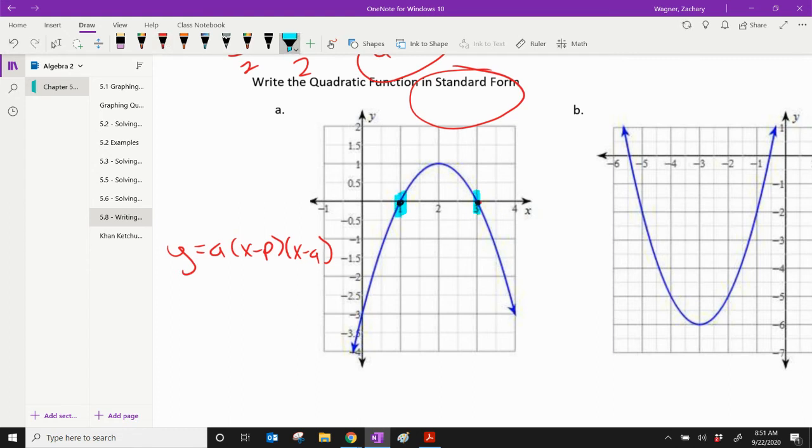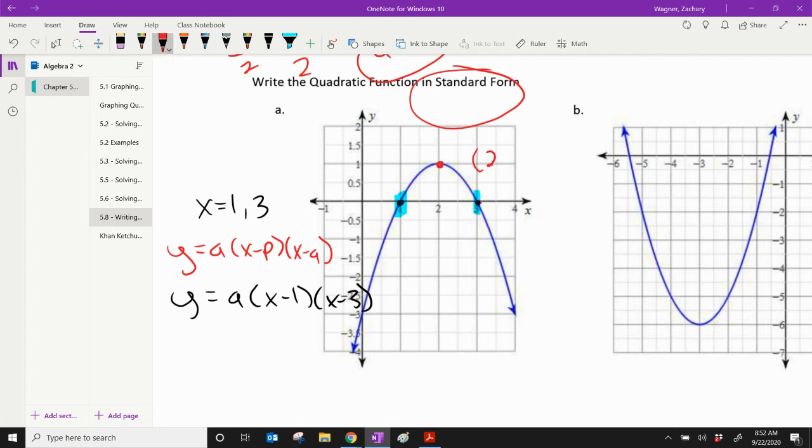So my intercepts are 1 and 3. X equals 1, 3 are my two intercepts. Plug that in for p and q. What it turns into is y equals a times (x minus 1)(x minus 3). Once again, those are positive intercepts. That's why it becomes minus. From this point, we have to find another value we can plug in for x and y, so we can solve for a. This guy right here is perfect.